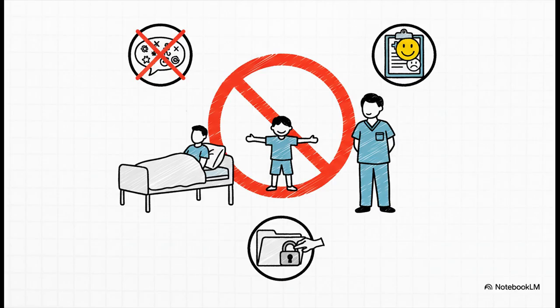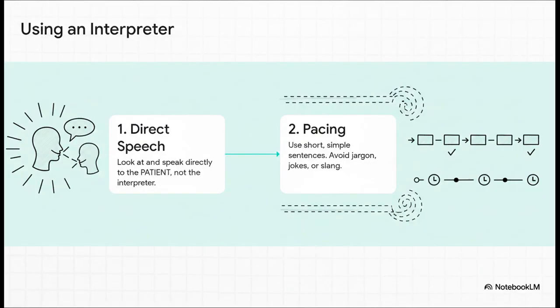I mean, the reasons are huge. They don't know medical terms. They might change the information to try and protect their loved one, and it's a massive violation of the patient's confidentiality. Just don't do it. So, the rule is you must use a qualified professional interpreter. And when you do, there's a right way to do it.